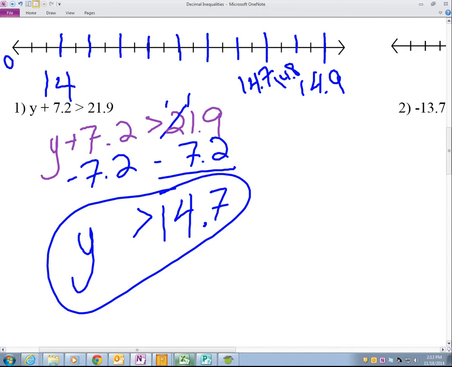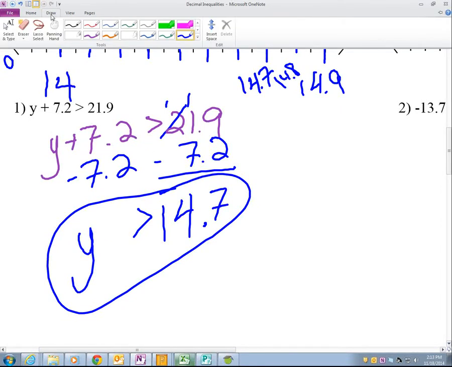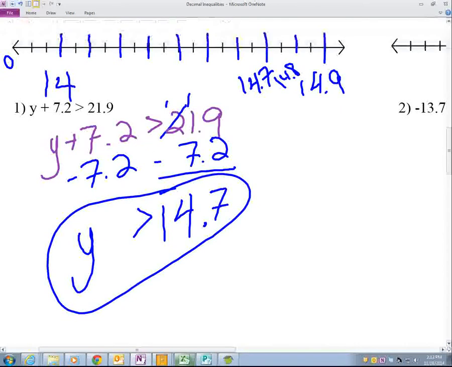Now, is my circle going to be a circle, or is it going to be a colored-in circle? What do you think? A hug. It's going to be hugging it, exactly. It's going to be hugging it. What did I say yesterday? It was a hover hand? Yeah, it's unfinished. It's hover hand. So it's going to be hovering over 14.7.